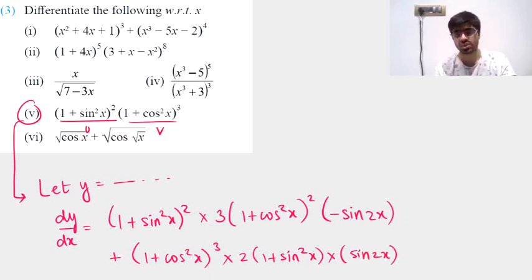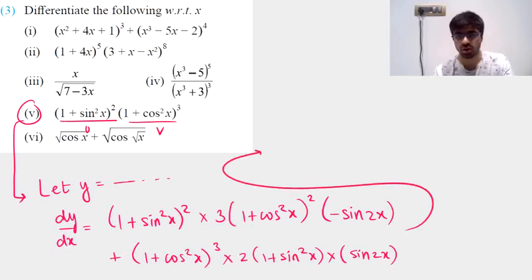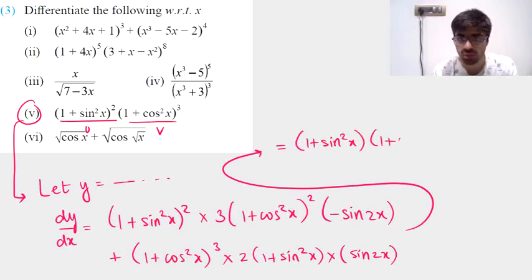So we can take out sin 2x common. (1 plus sin square x) can be taken out common, and (1 plus cos square x) the whole square can also be taken out common. So we are going to have (1 plus sin square x) into (1 plus cos square x) the whole square, into sin 2x.